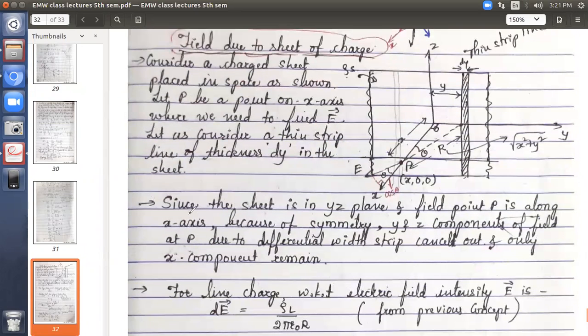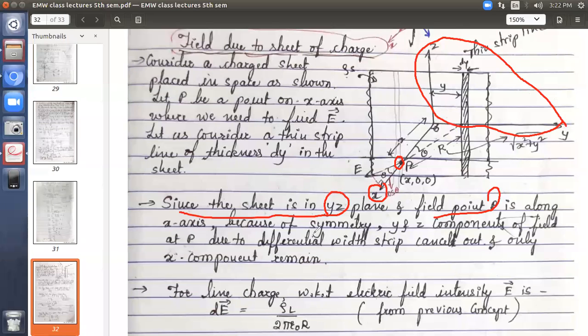Now, this is important. Just now I have already explained to you. Since the sheet is in the YZ plane, we have kept the sheet in the YZ plane, and the point P is in the X direction. It is along the X axis. So what will happen? Just now I have explained, whichever axis you are considering, at which point P is there, only that component will exist. The remaining two components will cancel out. Okay.